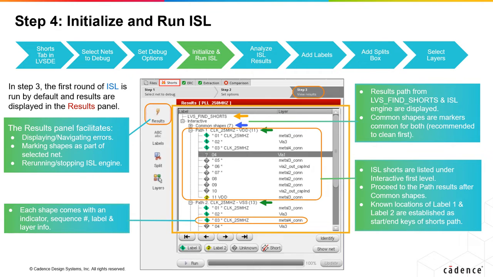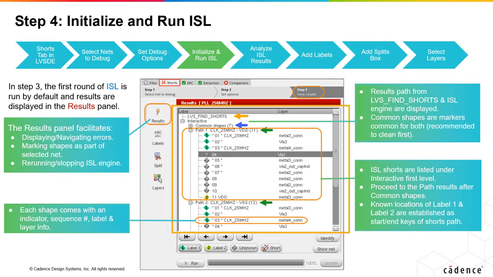However, common shapes are shorter. There are 7 shapes here. That is why it is recommended to start investigation from common shapes. If you cannot find the short in the common shapes, then you need to use the path results. For the common and path branches, a set of shapes are shown. Each shape comes with an indicator, sequence number, label and layer information.